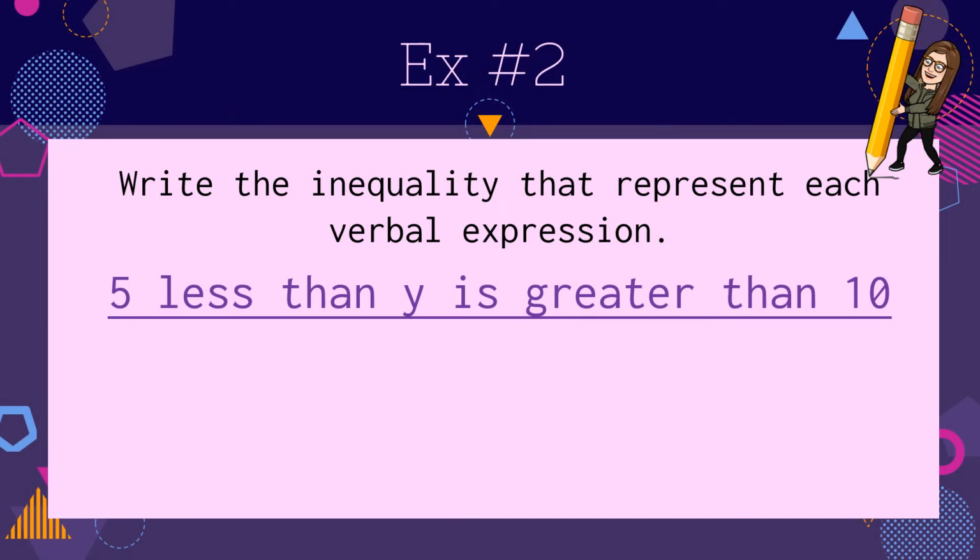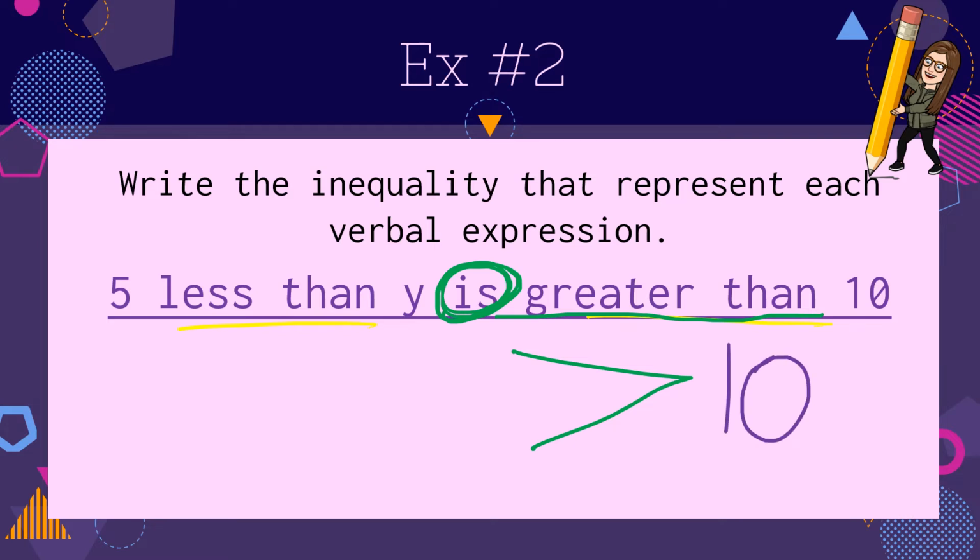Let's try a tougher one. 5 less than y is greater than 10. Now that's confusing because it sounds like I have two symbols. So how do I know which one is my symbol? We'll only have one of these in this lesson. So the determining word is the word is. Remember how is by itself means equals? That's going to decide which one is my inequality symbol. Is greater than. All right, so let's decide the rest. Is greater than 10. I can fill that in a little easier.